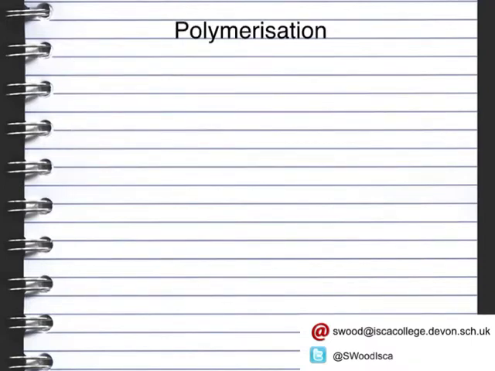Now polymerisation is the formation of a polymer. Poly means many and mer means molecule. So what polymerisation means is you make many molecules. However, it is in reality only one molecule. It's one very, very big molecule made from many, many molecules. So what we're going to look at is how we can actually form a polymer.